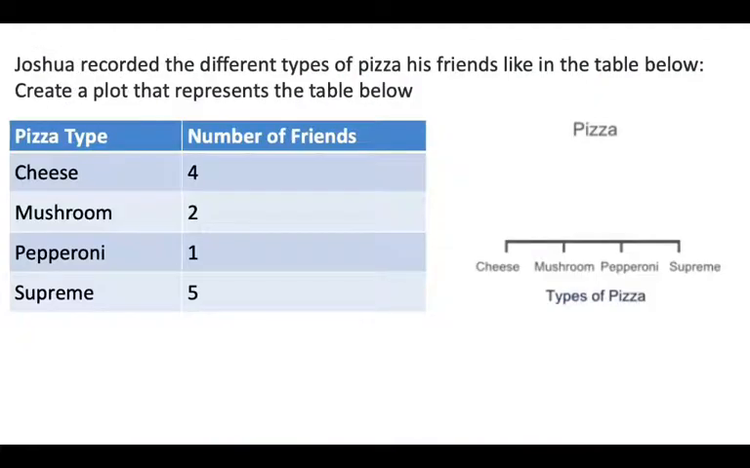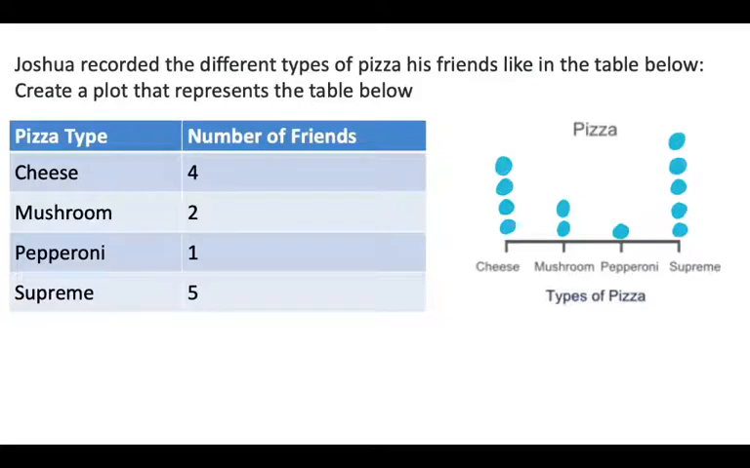All right, number 2. Joshua recorded the different types of pizza his friends like in the table below. Create a plot that represents the table below. So this is pretty easy. All you got to do is look at the numbers in the table and then put that many dots above each name. So for cheese, there's 4 dots. For mushrooms, there's 2. For pepperoni, there's 1. And for supreme, there's 5.